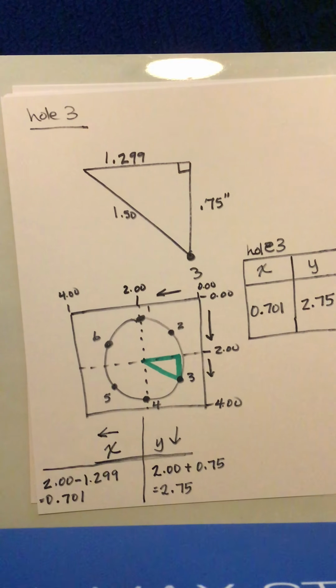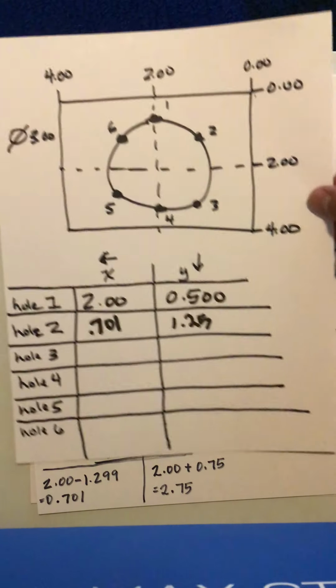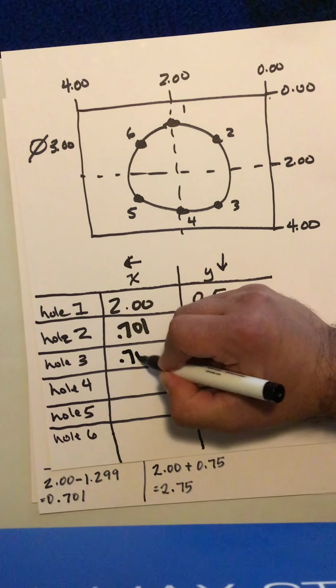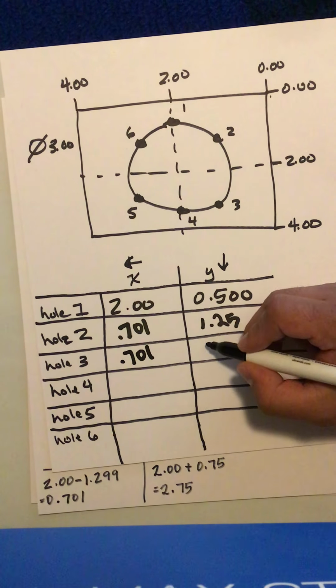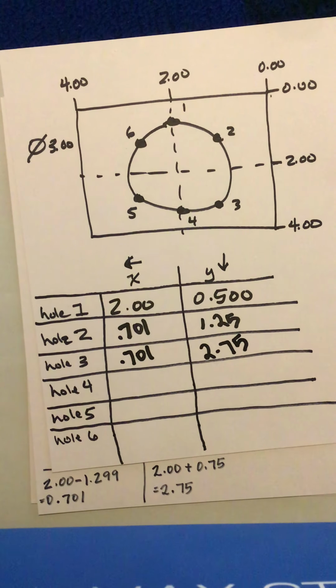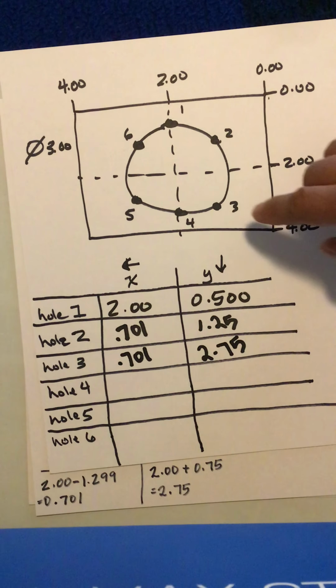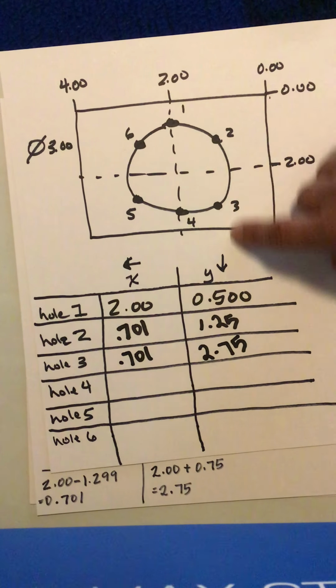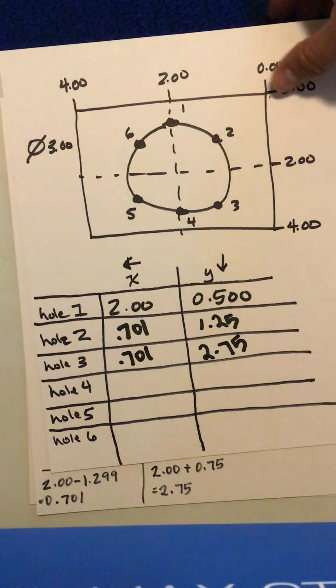And if I look at, I'm going to put my numbers in here. This is 0.701. And going down, it's going to be 2.75. So it makes perfect sense, you know. The reason why these two have the same numbers is because they both share the same vertical axis.